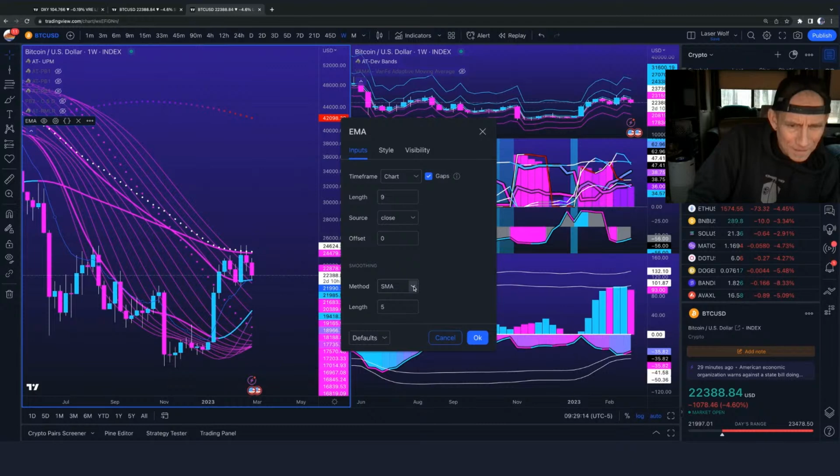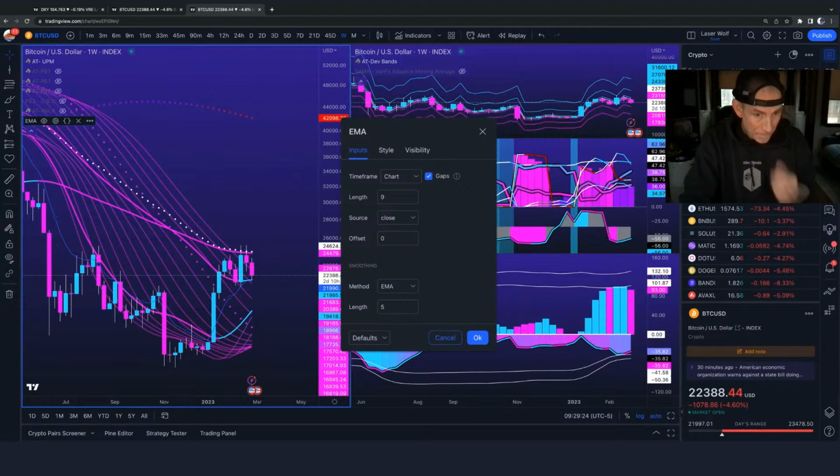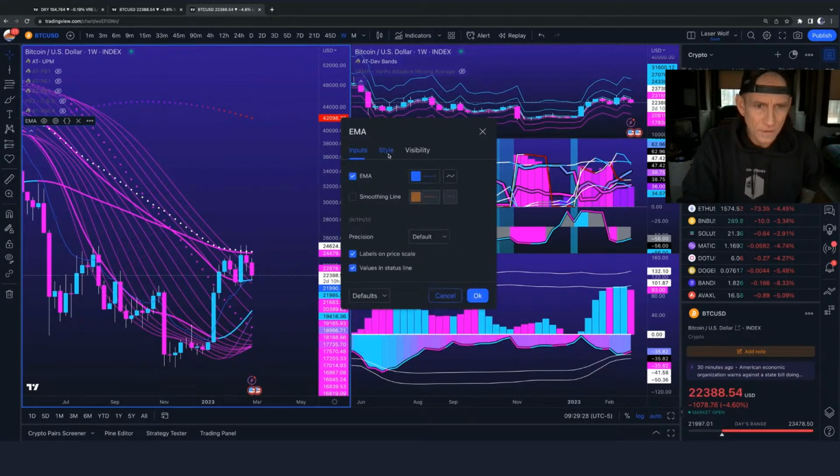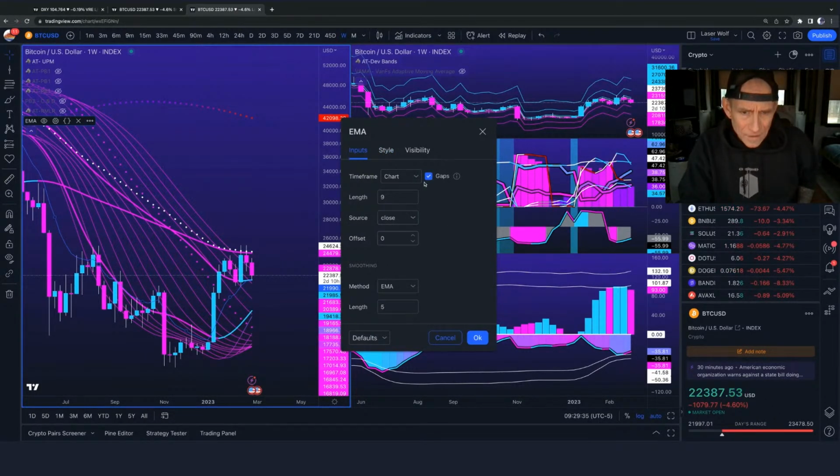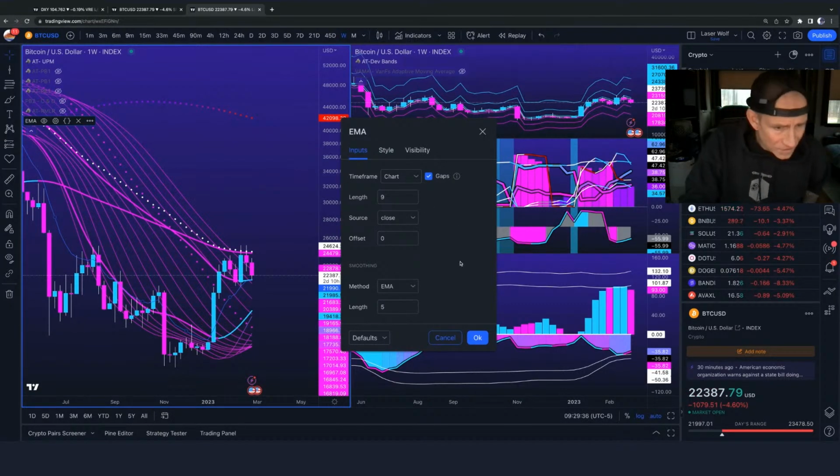Method. Oh, what do you got? SMA. No. What is this? Smoothing? Come on. Get up there. Smoothing 5. We need to turn this smoothing off. What the hell is this thing doing? Hold on here. I'm just talking shit about it, and that thing did it. It checked up too, didn't it? Interesting. You lucky little bastard.